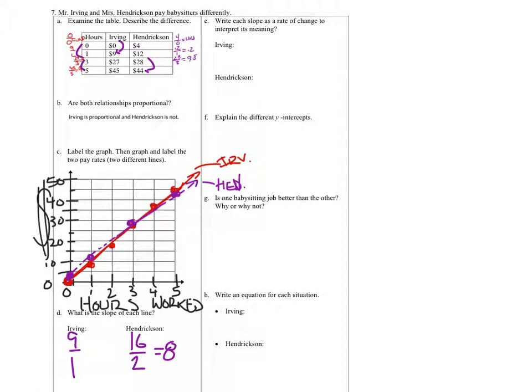Write each slope as a rate of change to interpret its meaning. That's what we just did. There it is. Explain the different Y-intercepts. So the Y-intercept for Irving is at 0, 0, which we can see on the graph. We can see it in the table right here. What does that mean?